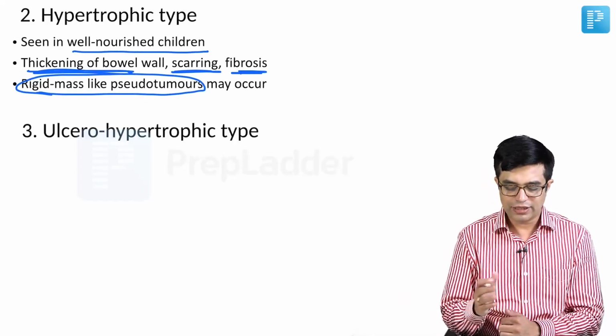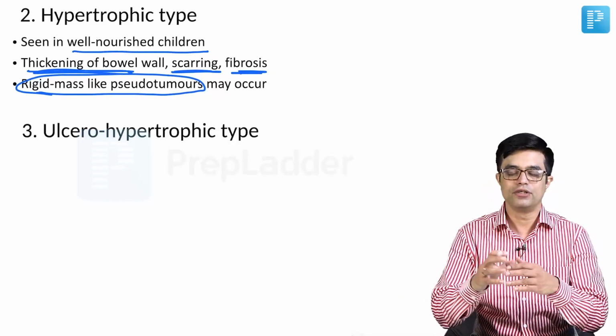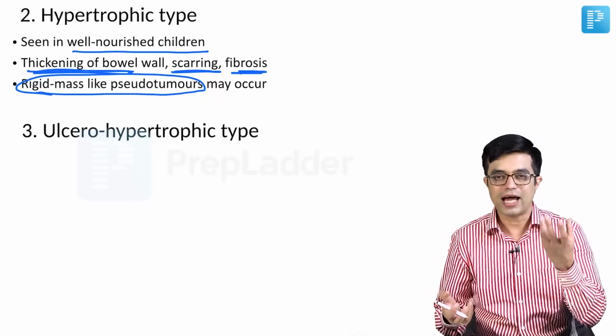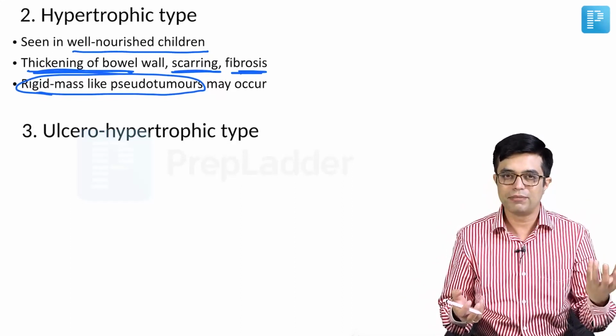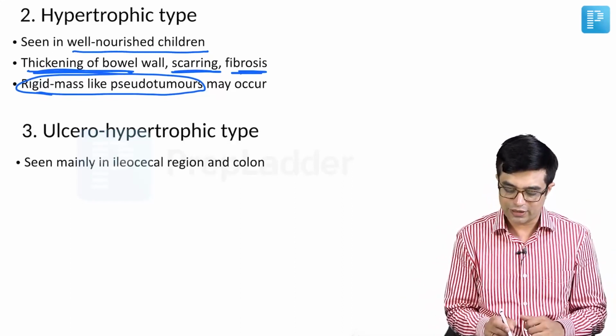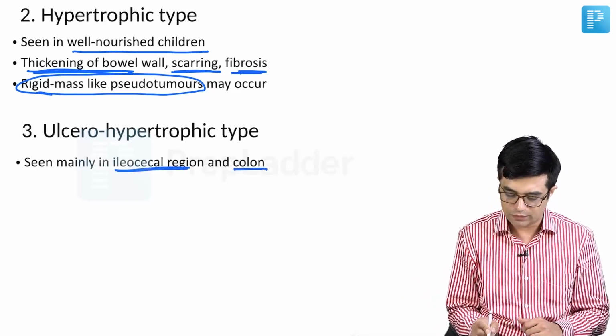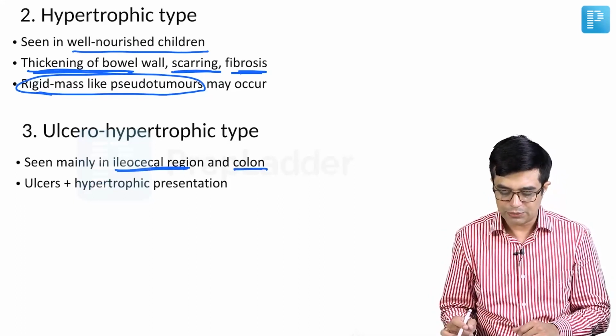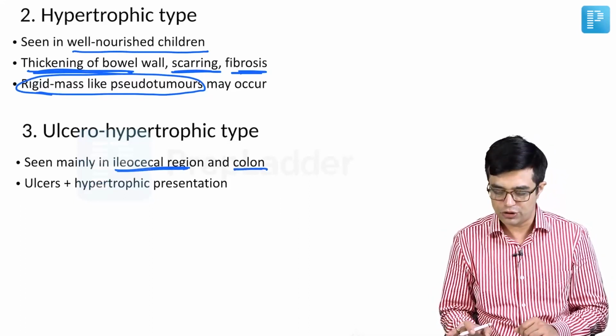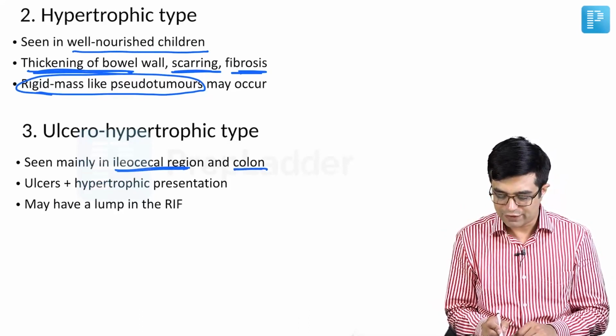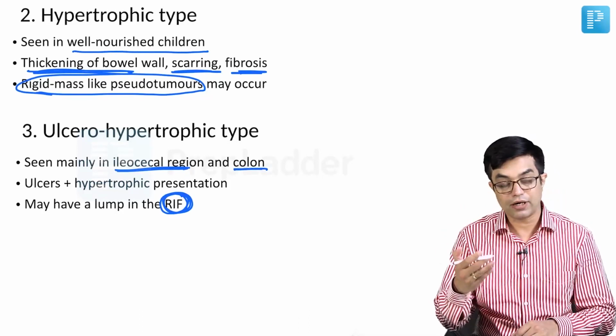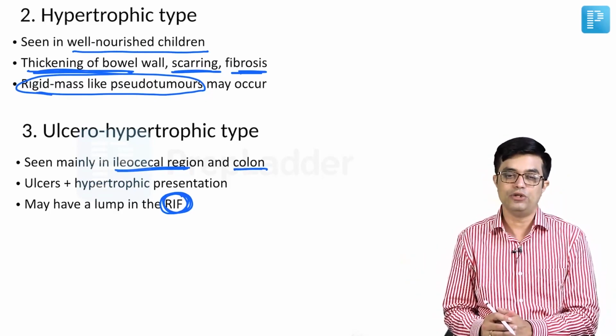And thirdly will be ulcerative hypertrophic, both varieties existing. In hypertrophic forms, adhesions are also there, and ulcers similar to what we described are also there. They are mainly seen in the ileocecal region and colon. And ulcers along with the hypertrophic presentation will be seen in these individuals. And they sometimes may have a lump in the right iliac fossa. The lump in the right iliac fossa will usually be involving the ileocecal region.